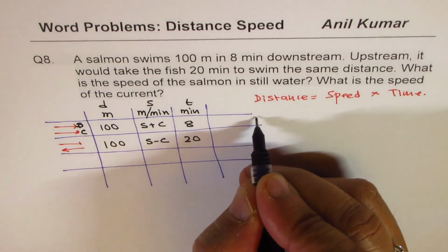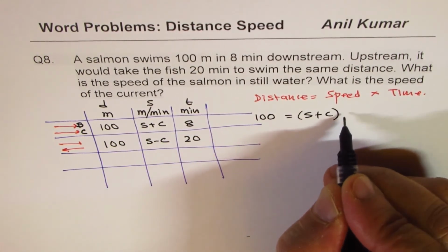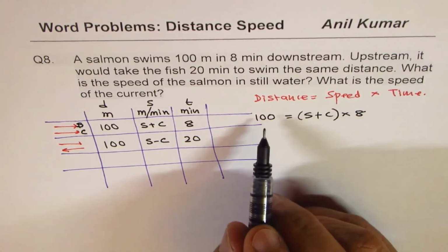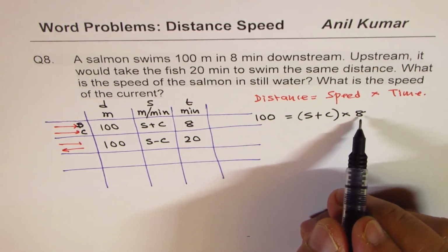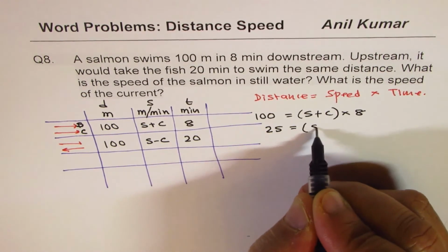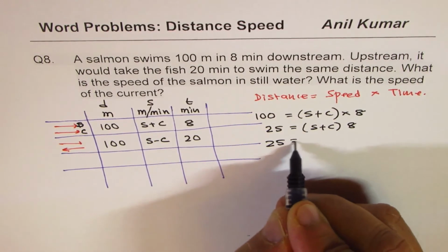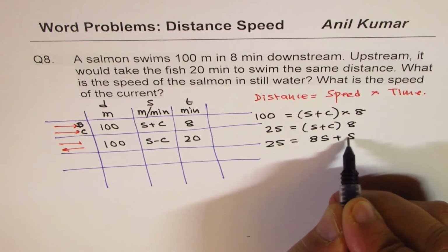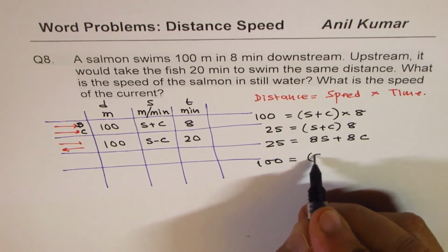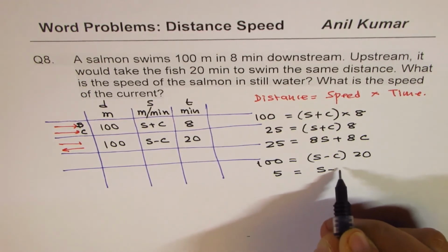So first equation we'll write here as 100 is speed is S plus C times 8. We could simplify this, correct? So dividing both by 4, we get 25 is S plus C times 8. We can open this, we get 25 equals to 8S plus 8C, correct? The second one, we have 100 equals to S minus C times 20. Dividing by 20, we get 5 equals to S minus C.